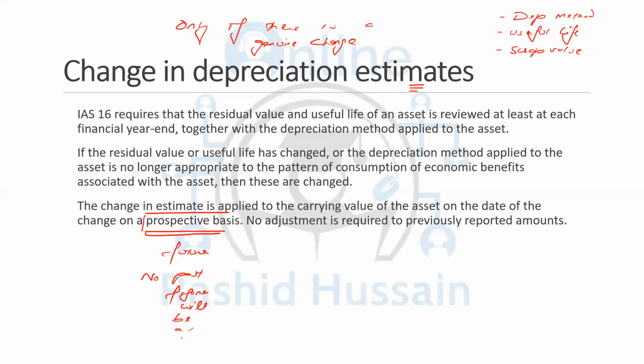You're not going to change the previous figures, which have already been recorded as depreciation. So the standard says that IAS 16 requires the residual value and the useful life to be reviewed at least each financial year end, together with the depreciation method applied to the asset. So see after every year whether there is a change in the depreciation method, the useful life, or the scrap value. If there is a genuine change, you can apply that change. That is known as a change in accounting estimate, and that should be applied on a prospective basis. Prospective means future. So it cannot change the previous figures which have already been recorded.